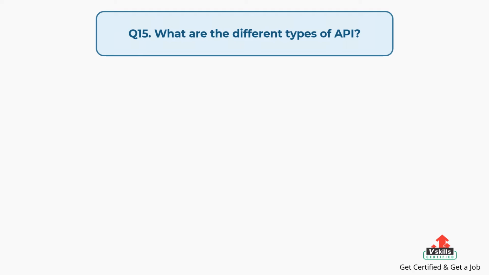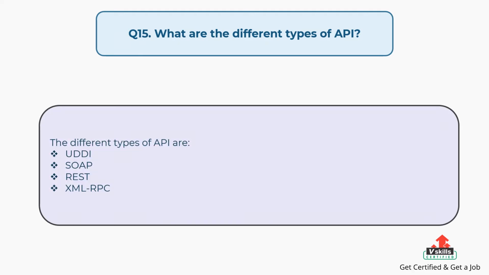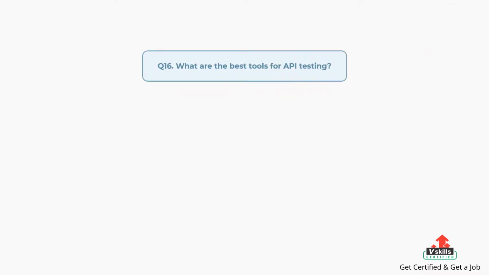Question number 15. What are the different types of API? The answer is, the different types of API are UDDI, SOAP, REST and XML RPC. Question number 16.